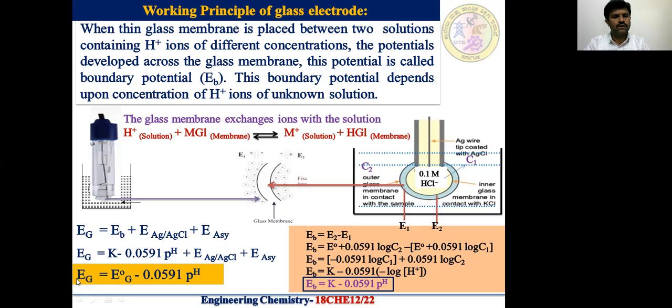The expression for the electrode potential of glass electrode is equal to the standard electrode potential of glass electrode minus 0.0591 pH. If we look at this expression, the electrode potential of glass electrode depends upon the concentration of H plus ion in the solution. If the H plus ion concentration changes, then the electrode potential of glass electrode also changes. So this is the working principle of glass electrode.